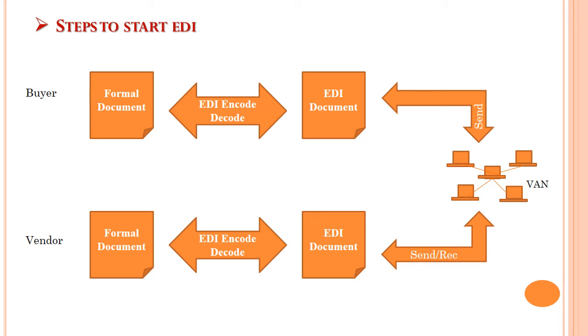In this diagram, we will see the buyer and vendor. Okay. In between, the formal document is sent, EDI encoded and decoded, and in between the two EDI partners the WAN is here. Okay. And the EDI document is then also translated, with EDI encoded and decoded messages, to the vendor.